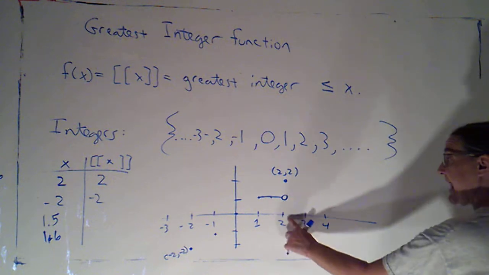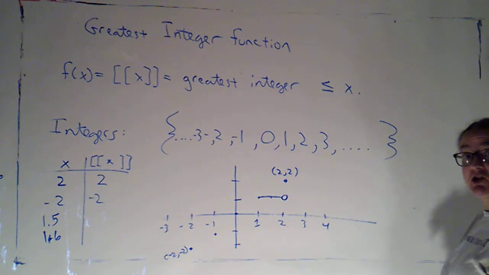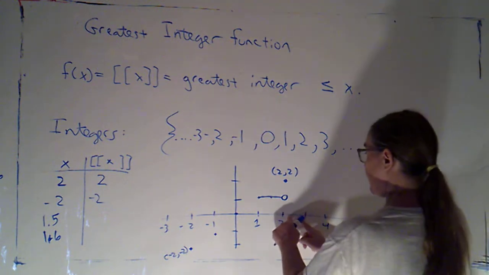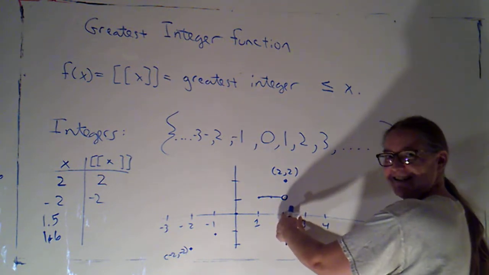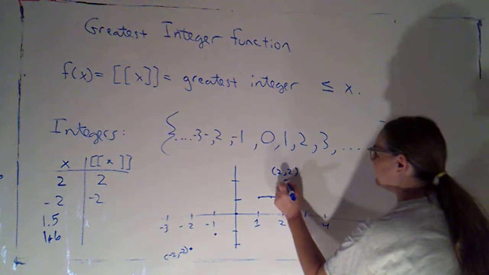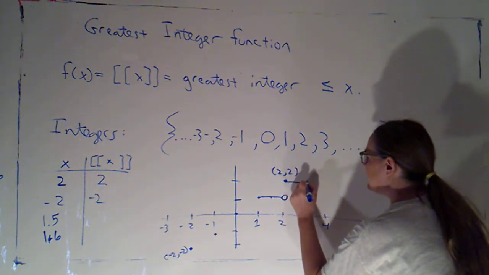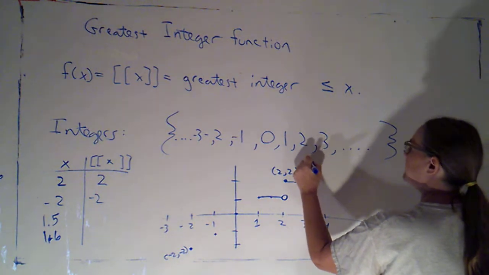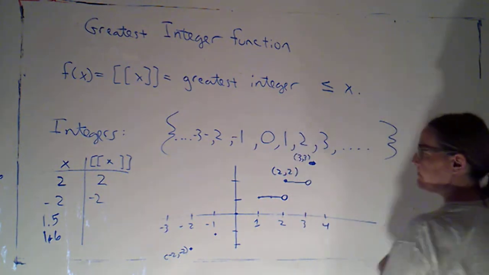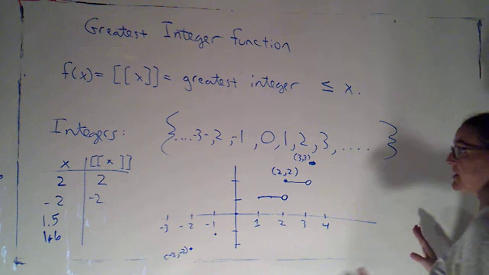But if I plug in any number strictly between 2 and 3, so any number in this interval, 2 is going to be the biggest integer that's smaller than numbers in that interval. So we'll be at a height of 2 until we hit 3, at which point we'll jump up to the point (3, 3). And that pattern continues.